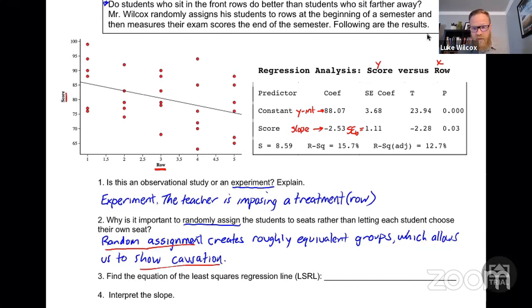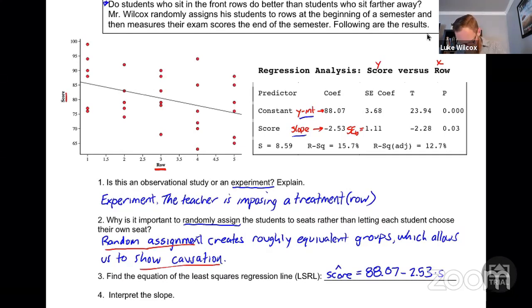Okay, the equation of the least squares regression line. We're getting really good at this. We know what our y-intercept is. We know what our slope is. I'm going to go right to even using the variables. The y variable here is the exam score, and it is what we're trying to predict. So the predicted exam score equals, and then I'm going to go with my y-intercept, 88.07 minus 2.53, that's my slope. And then my x variable here is the row that they are in.